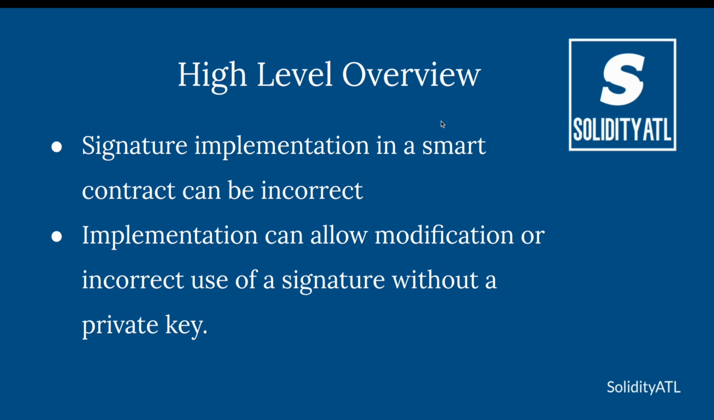All right, so the high-level overview for signature-based attacks is that a signature implementation in a smart contract can be incorrect. Implementations can allow modifications or incorrect use of a signature without a private key. And this is bad news. If, for instance, someone can authorize themselves as another person using a signature because the implementation is incorrect, we have essentially just messed up the purpose of using blockchains and using our signatures in smart contracts.